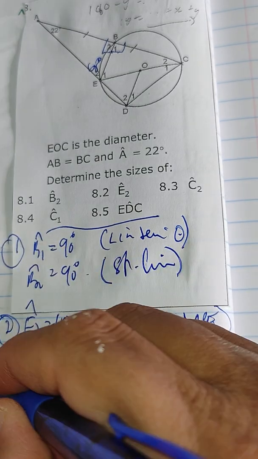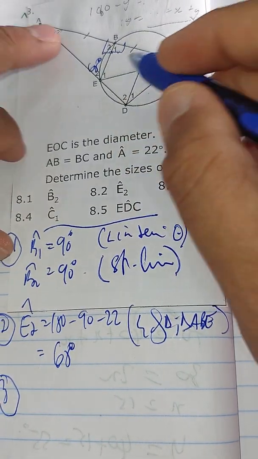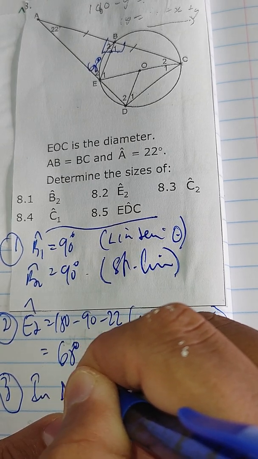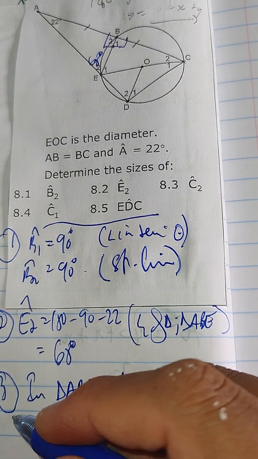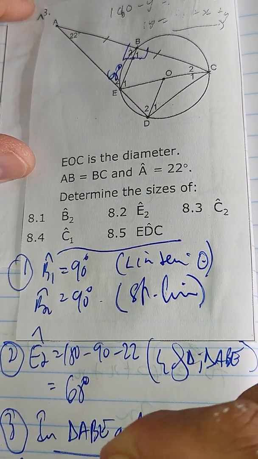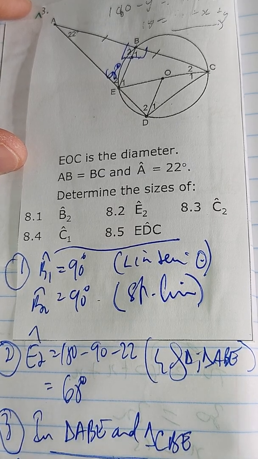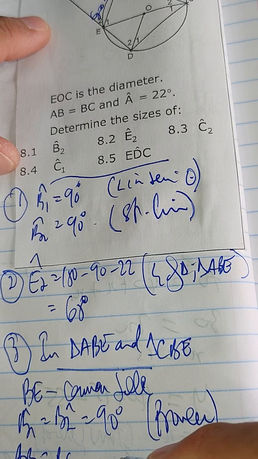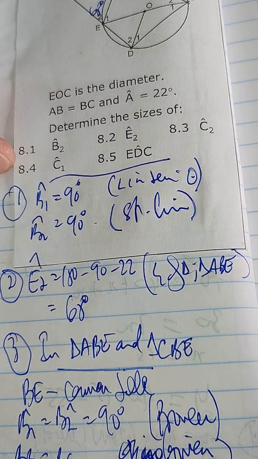Next question. C2. So C2 is this angle here. I'm going to prove congruency there. Once I prove congruency, I can conclude it's 22. So in triangle ABE and triangle CBE, we know that BE is a common side. B1 is equal to B2, which is equal to 90. Proven. AB is equal to BC. Given. Okay, it was given equal there.